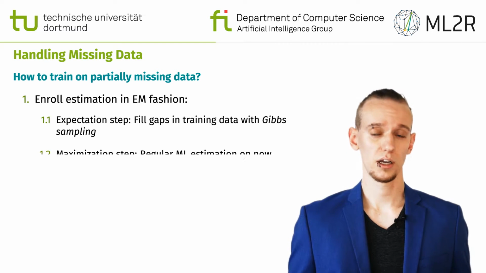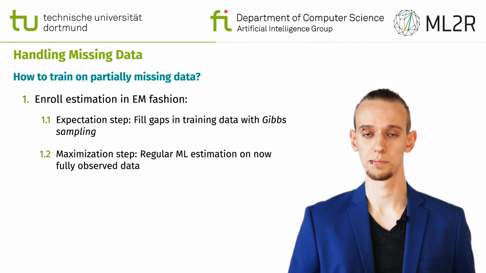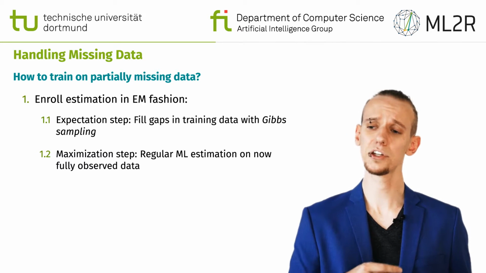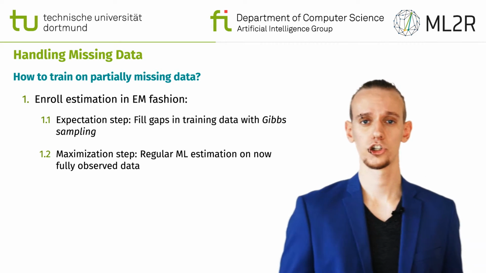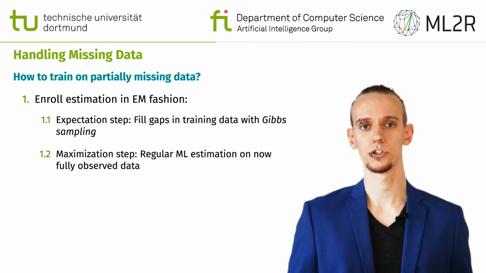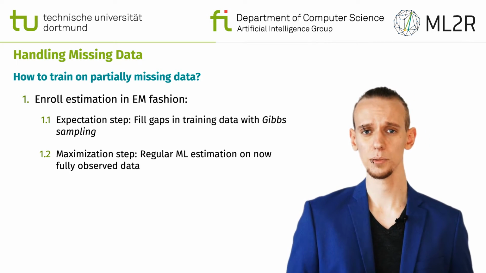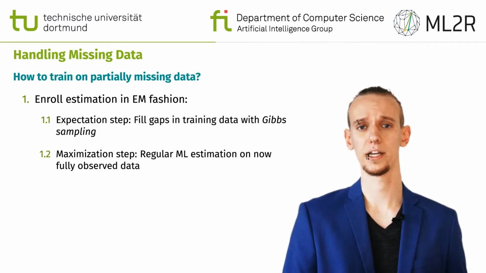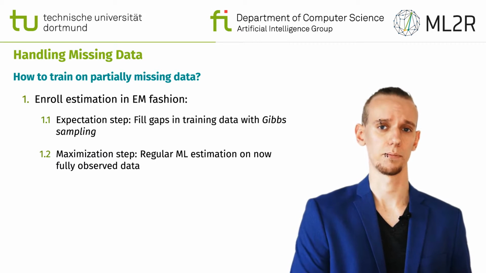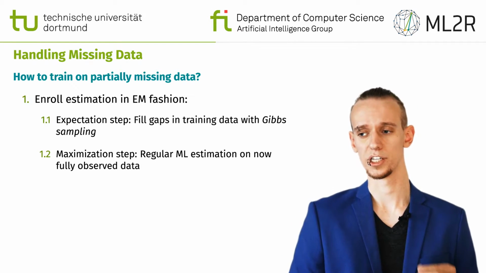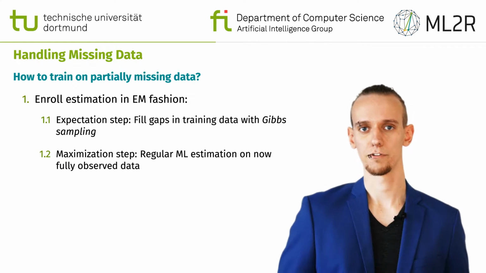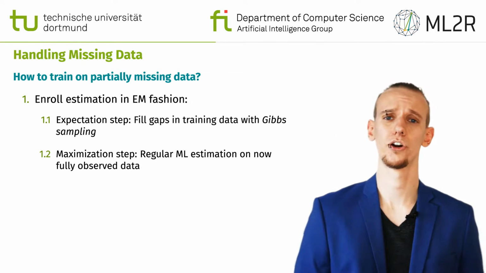So we run a regular maximum likelihood estimation based on the Gibbs samples. And if we alternate both steps, this actually converges to a proper training routine, and we are able to train with missing data. Because the Gibbs sampling is always depending on the lastly trained parameters and vice versa, so it's always changing a little bit in that alternating fashion.